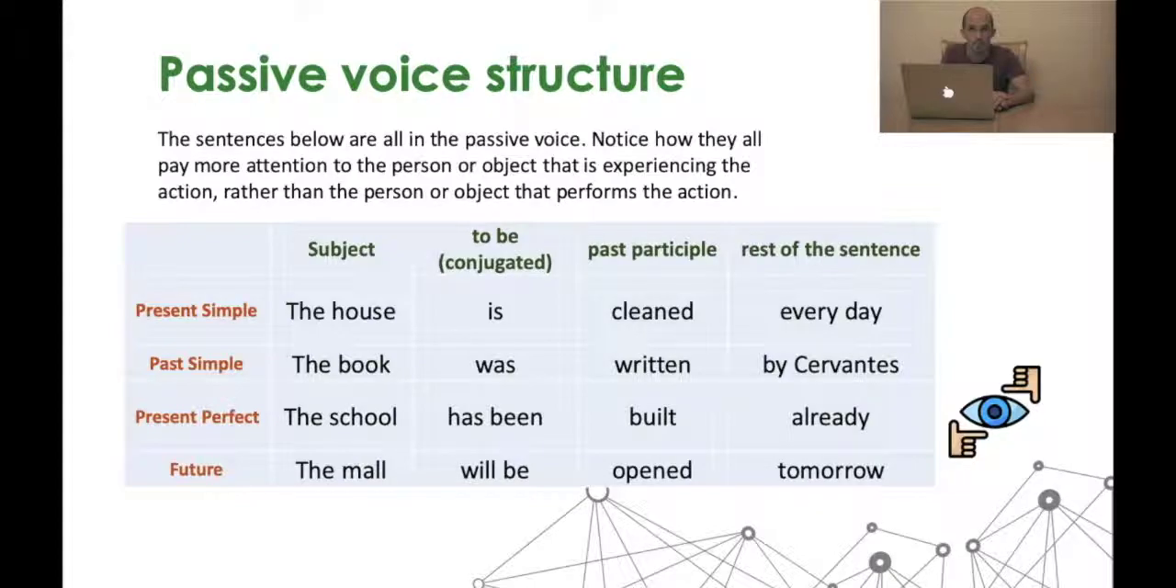First we put the subject, then the verb to be, conjugated correctly, then the past participle, and then the rest of the sentence. In the past simple, it would be the book was written by Cervantes. Present perfect, the school has been built already. Or future, the mall will be opened tomorrow.